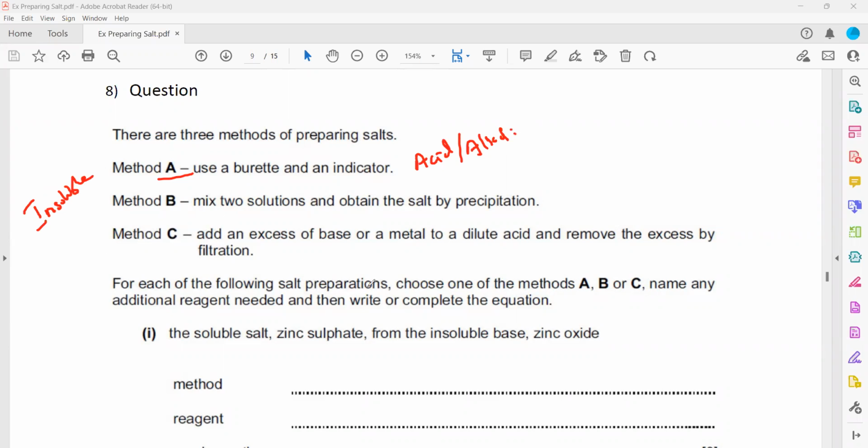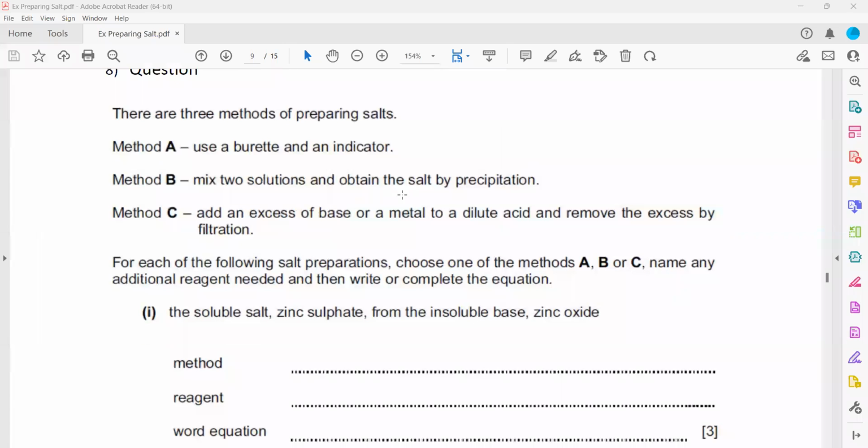For each of the preparations, choose one of the methods, name the additional reagent, and then write or complete the equation. So we want to prepare a soluble salt. If you want to prepare a soluble salt, it cannot be B, because B is for insoluble salt. So either A or C can be the answer. But we want to prepare soluble salt zinc sulfate from an insoluble base, like from a solid. So which technique will we use? We'll use method C. So method C must be used.